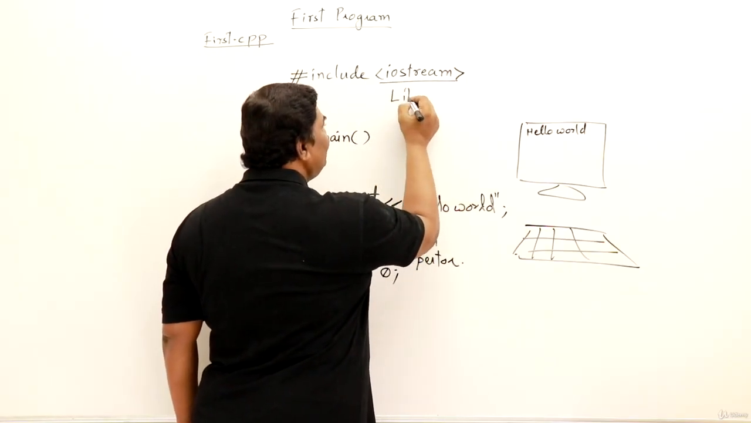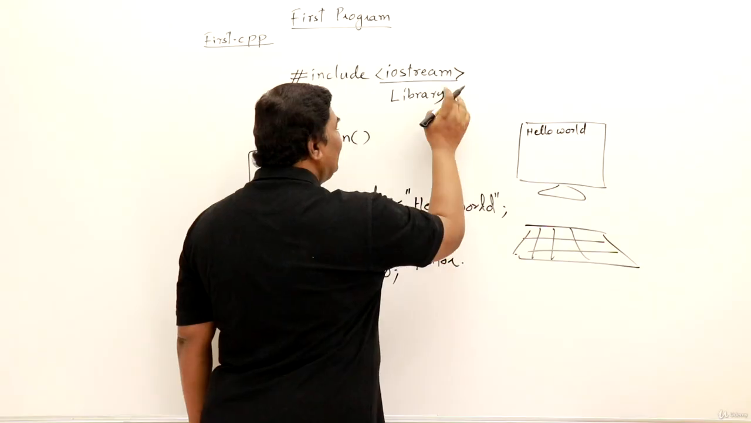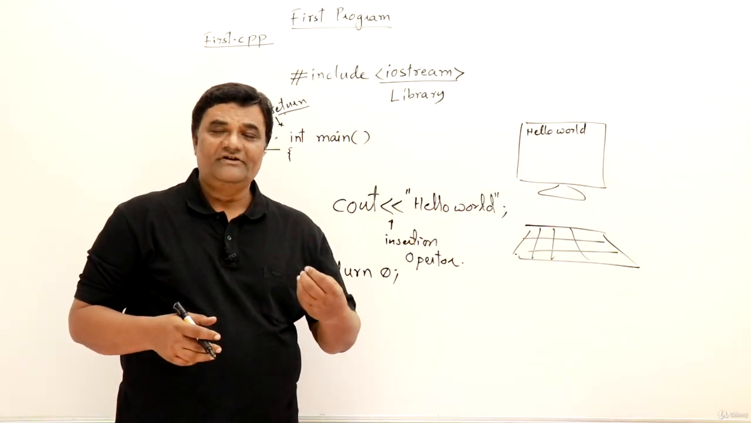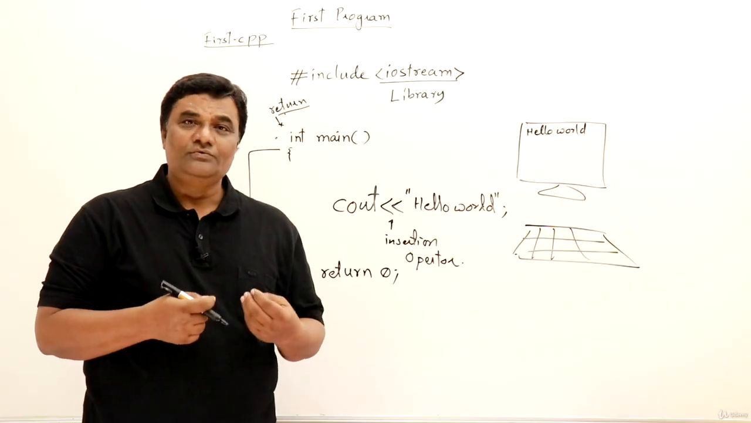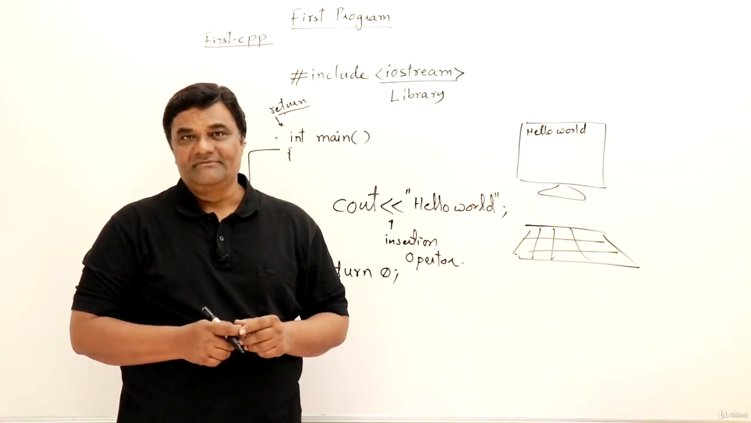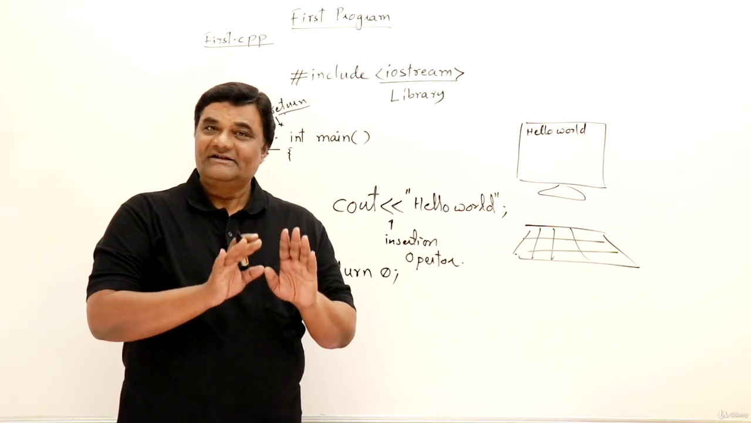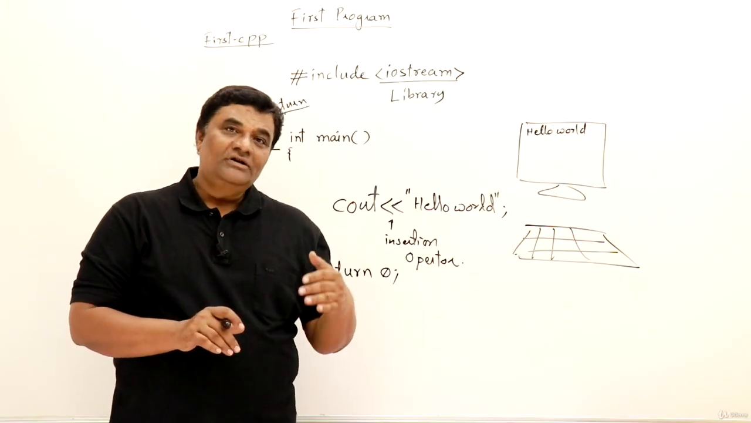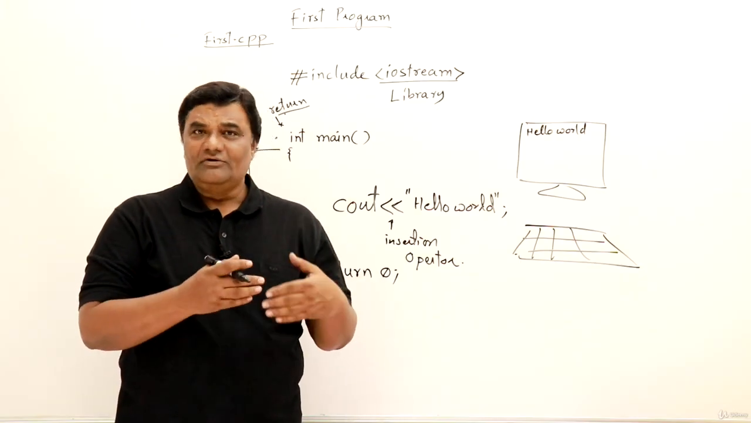So actually this is a library. A library contains a collection of built-in objects or functions that a programmer can use to easily write programs. This is provided by the C++ compiler. When you install the compiler, you will get the libraries. There are many libraries, and we will learn about them slowly.